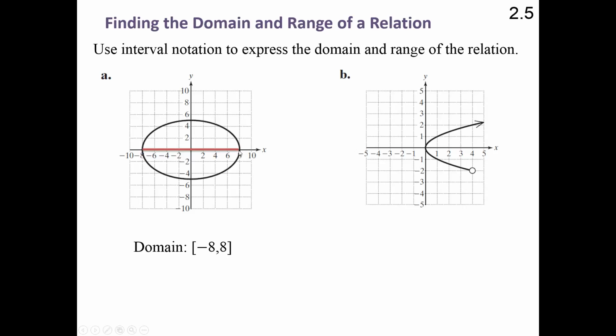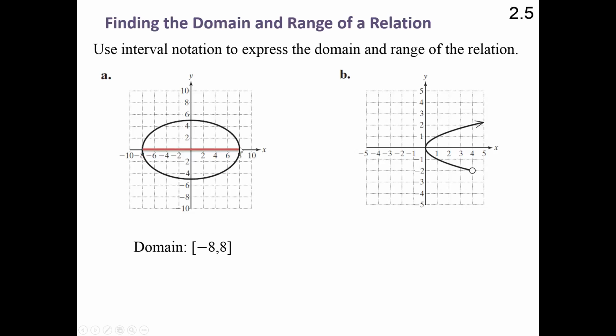-8 and 8 are x-coordinates for points on the graph. So this interval from -8 to 8 constitutes the domain. Now, for the range for this set, we're looking to find the set of y-coordinates for this graph.